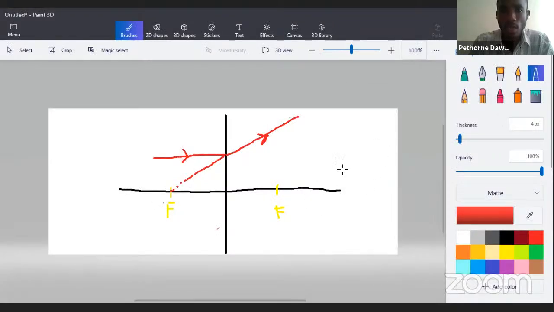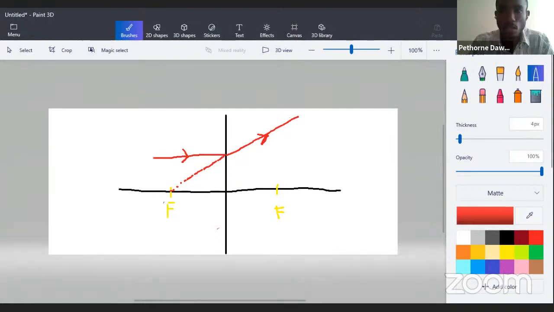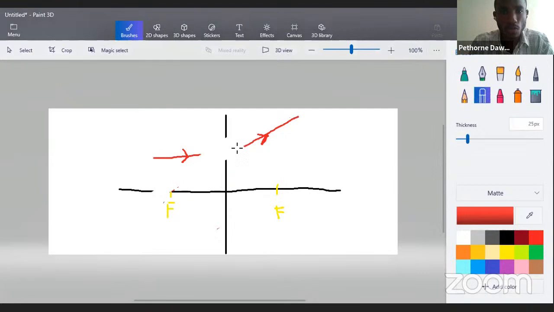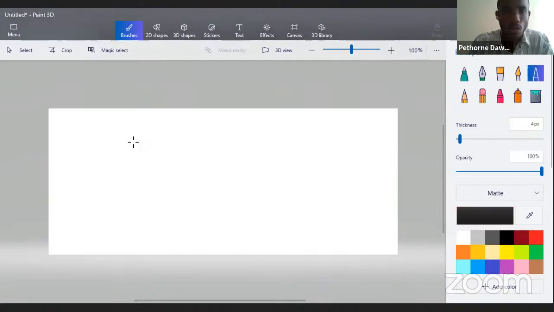All right, let me just clear this. I'll take it that if you need the screen share, you would have taken it. So I'm going to just remove that. There's an equation that relates all three terms. U, V, and F are the terminologies that they use. The equation is as follows: 1 over F is equal to 1 over U plus 1 over V.